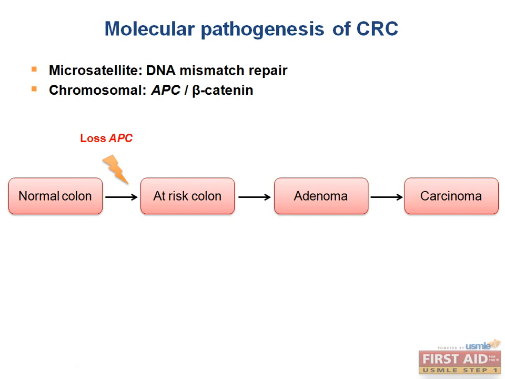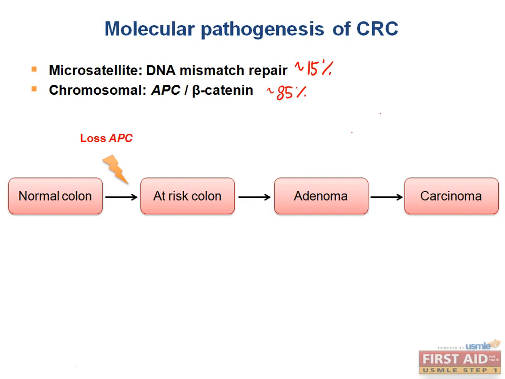Let's now go through the molecular pathogenesis of colorectal cancer. There are basically two different pathways. Microsatellite instability accounts for only about 15% of cases, while chromosomal instability is implicated in the majority. The microsatellite instability pathway is when DNA mismatch repair genes are mutated, either sporadically or in Lynch syndrome. The chromosomal pathway involves mutations of APC and beta-catenin.